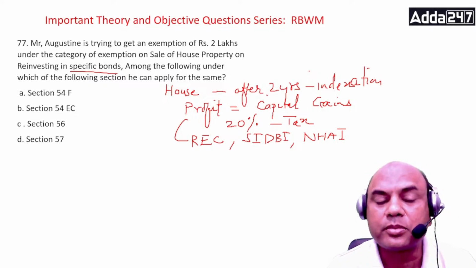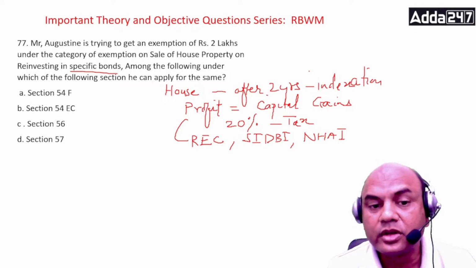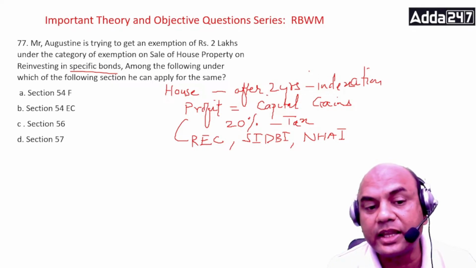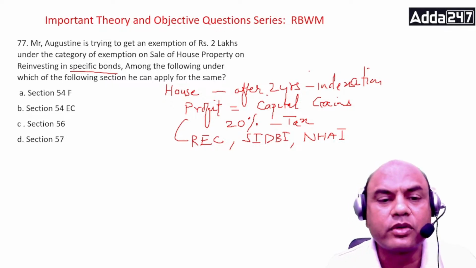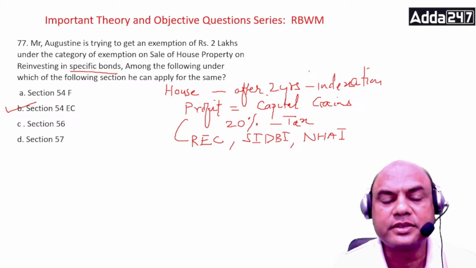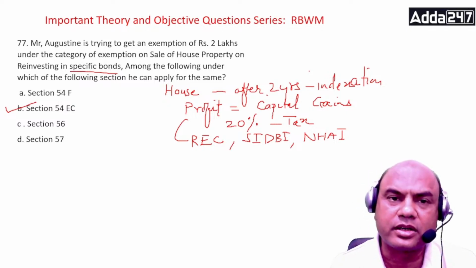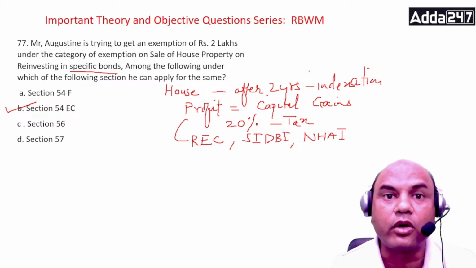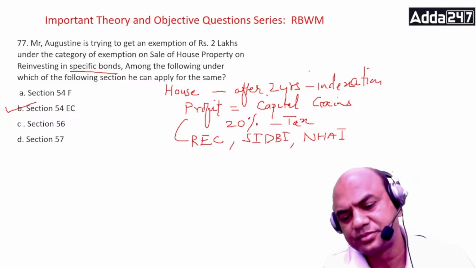So now the problem is between 54F and EC only. So what is the answer now? 54F, what did we say? Any asset other than housing. So what are we selling over here? Here we are selling that house property. So F won't be existing. So the answer is B, EC. Correct? EC is specifically for that exemption on sale of housing property on reinvesting in specific bonds. That is the thing, isn't it? Got it?